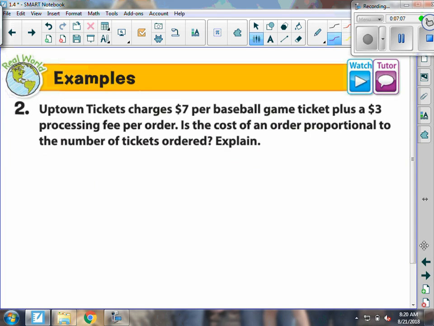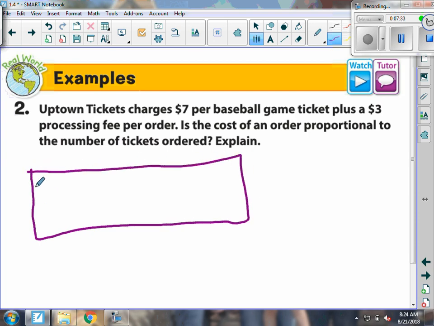Okay, copy this down. Uptown Tickets charges $7 per baseball game ticket, plus a $3 processing fee per order. Is the cost of an order proportional to the number of tickets ordered? Explain. So take a moment and copy this down, please. Okay, so we're going to create a table again. So we have the total cost and the number of tickets purchased.